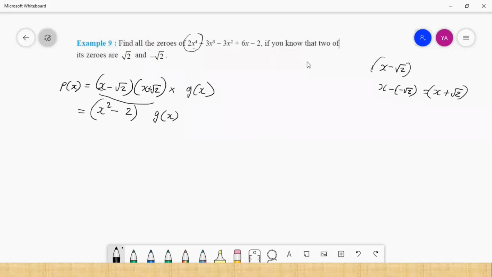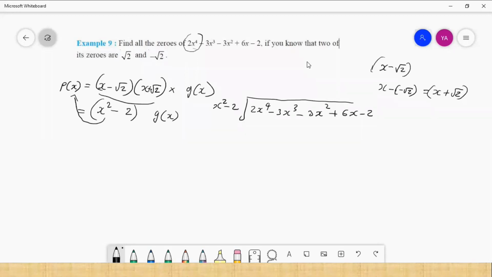And to get this second degree polynomial, you just divide p of x by this x square minus 2. So you can move x square minus 2 to the left side. You divide p of x, which is given here, 2x raised to 4 minus 3x cubed minus 3x square plus 6x minus 2, by x square minus 2. You will get a second degree polynomial.